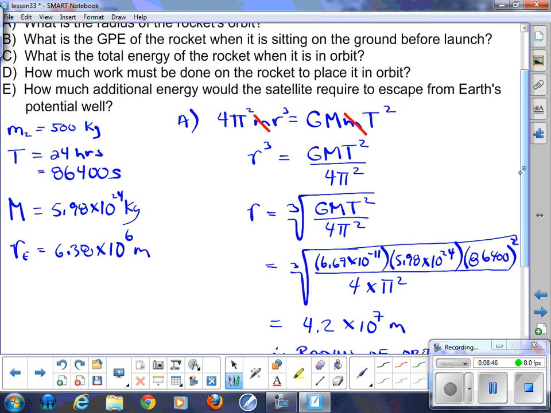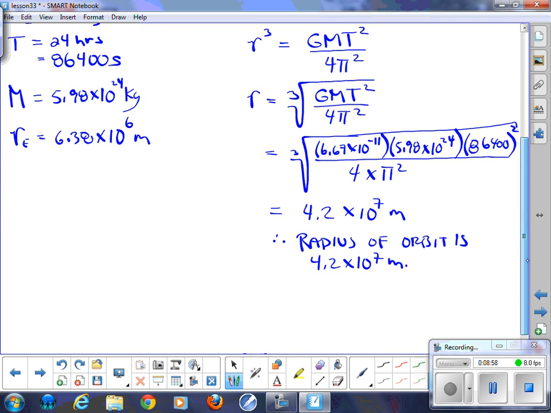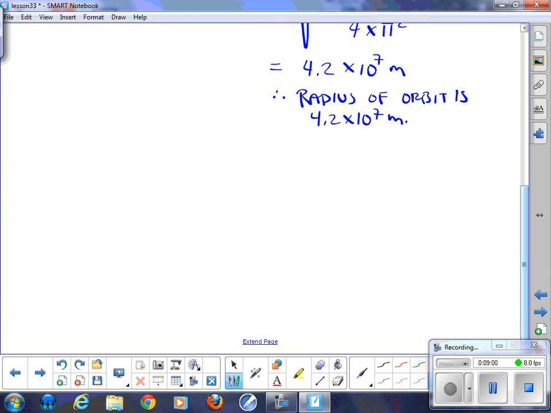B, what is the GPE of the rocket when it's sitting on the ground before launch? So we are looking at gravitational potential energy when it's sitting on the ground. So how much energy would it take to move this rocket beyond the Earth's reach? So GMm over r. So how much energy is stored just sitting on the surface? Well, we're looking at the total amount of energy it would take to move it beyond the Earth's gravitational field.